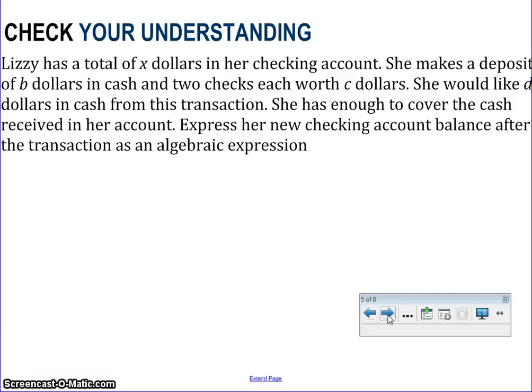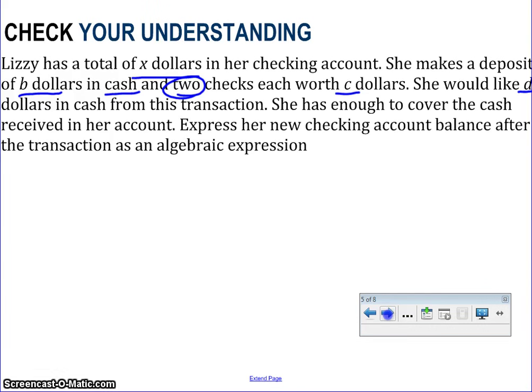All right, it says here that Lizzie has a total of X dollars in her account. So that's her current account balance. She makes a deposit of B dollars in cash and 2 checks that each are worth C dollars. She would like D back from this transaction, and she has enough cover to cover what she wants back in her account. Express her new checking account balance after the transaction.